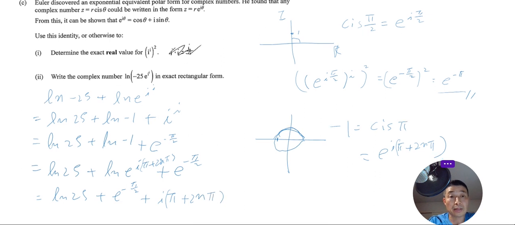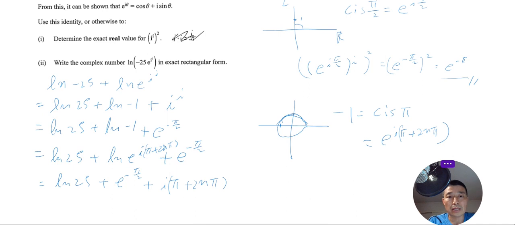Okay. So that's the exact form, isn't it? So that front part is the real part, and pi plus 2n pi should be the imaginary part. So that should be the answer for question 2.